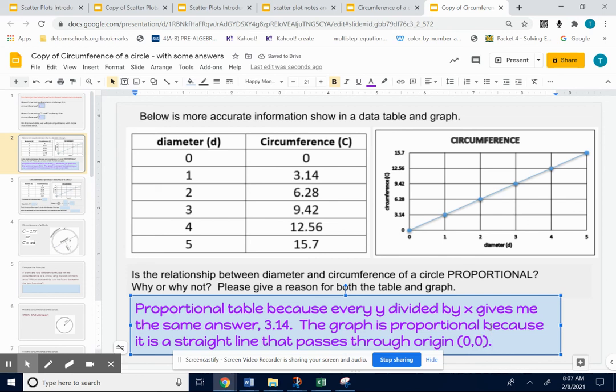So this is a proportional relationship. Diameter and circumference is a form of proportional relationship because every y value divided by x value in the data table gives you the same answer every time. And the graph is a line that goes through the origin 0, 0. I better stop there. I'll have some more information on other videos and images.